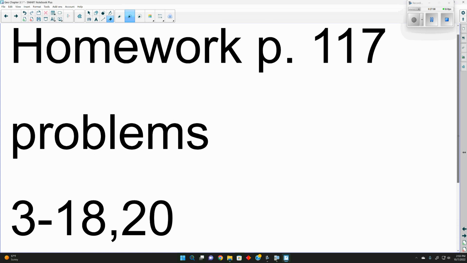It's just 3 through 18. 20 is not. So 3 through 6, you're naming lines parallel, perpendicular, skew, and a plane parallel containing the point B. Then name pair of parallel lines, name pair of perpendicular lines. Yes, no, corresponding, and naming.